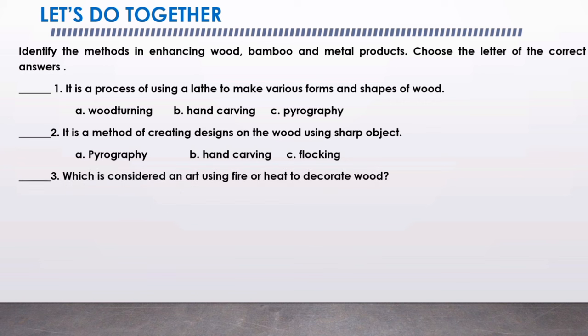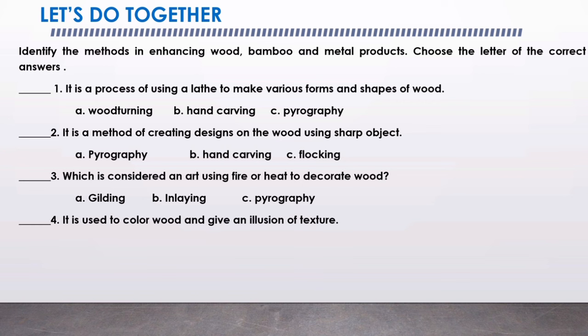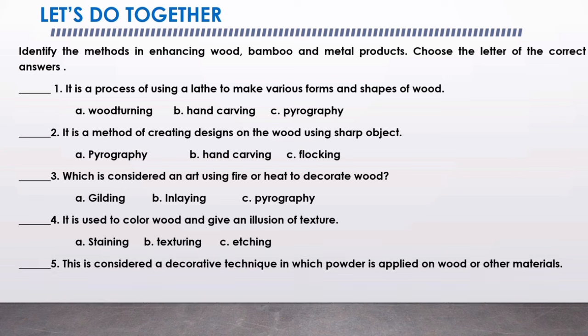C, flaking. Number 3, which is considered an art using fire or heat to decorate wood. Letter A, building. B, inlaying. C, pyrography. 4. It is used to color wood and give an illusion of texture. Letter A, staining. B, texturing. C, etching. Number 5. This is considered a decorative technique in which powder is applied on wood or other materials. Letter A, embossing. B, painting. C, gilding.